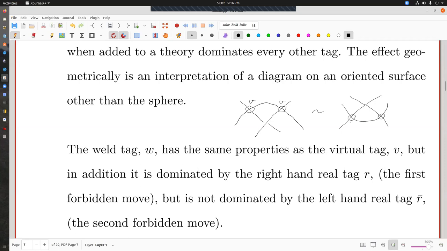But for the weld, there's something different, because the real, you can go over a weld. So this can go over a weld. But you can't do that with a V. Okay, so this is called the first forbidden move, F1.